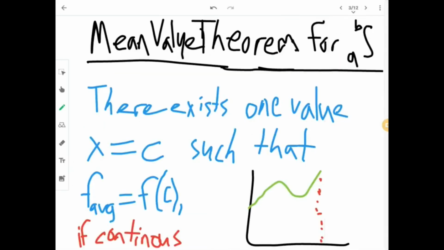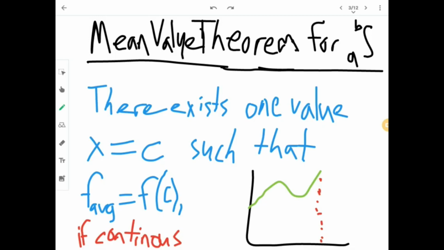Next one. This is the next point of section 5.3, the mean value theorem. For a definite integral extending from a to b, there always exists one value, x equals c, such that f average equals f of c. This is for continuous functions, because if it wasn't continuous, there might be a gap. Like if instead of this point, it goes up here and then down here with a gap, you wouldn't have that value. So it has to be continuous.